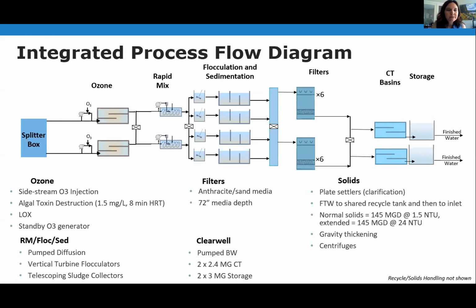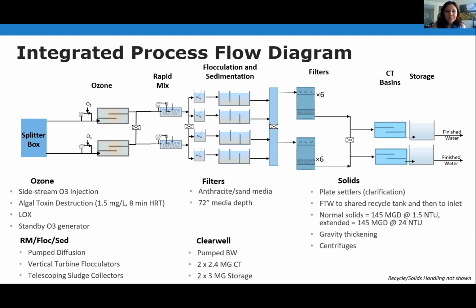Moving to the rapid mix, we're going to be having pump diffusion. When we look at our flocculation, we're having vertical turbine flocculators and going into the sedimentation basins, we're going to have telescoping sludge collectors there. Our filters, we're designing them for anthracite and sand media and a maximum depth of 72 inches of media.